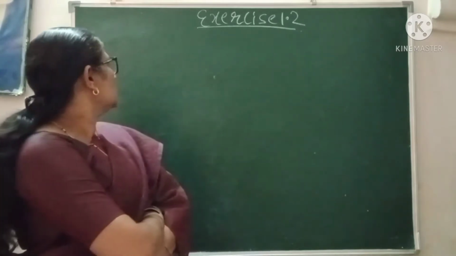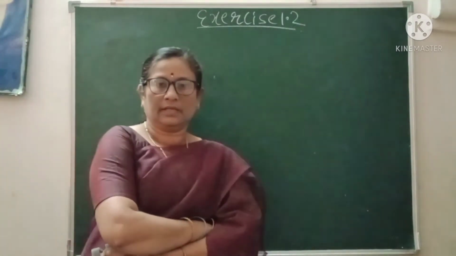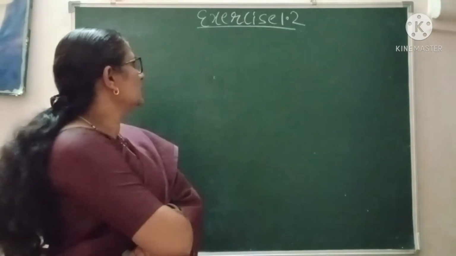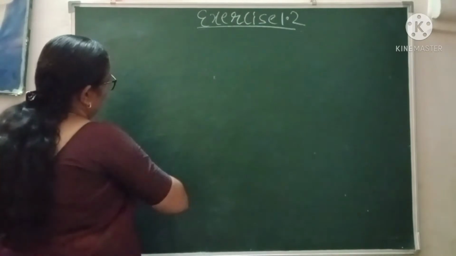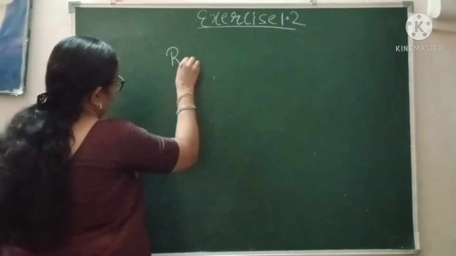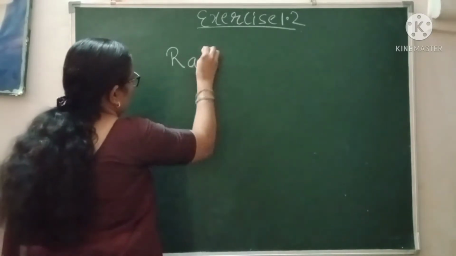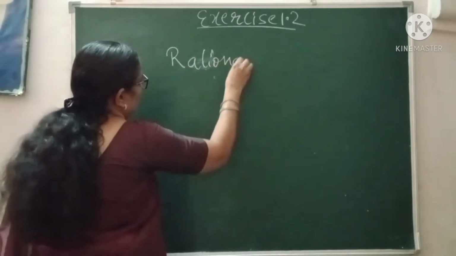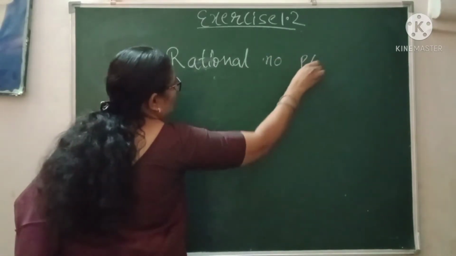In this session I am going to discuss the number system, second exercise. Before going to the exercise, let me explain some concepts about numbers. In the previous class I explained what rational numbers are. Rational numbers are numbers which can be written in the form of p by q. They are called rational numbers.